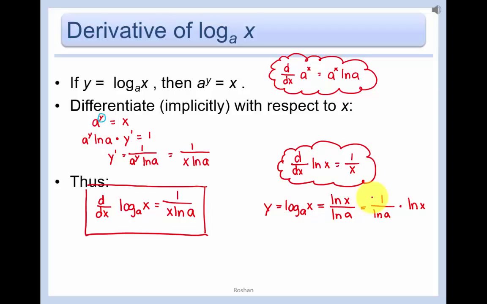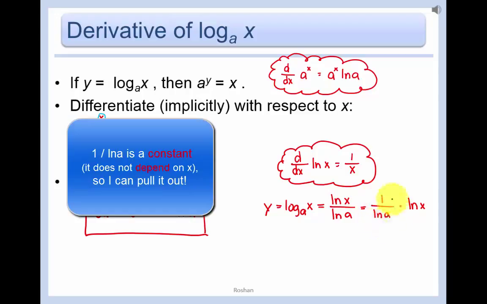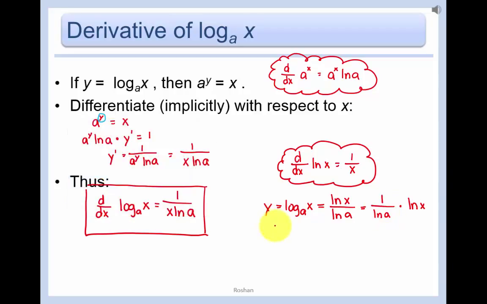The reason I'm doing that is because in the next step I'm going to want to take the derivative of both sides, and 1 over ln a is a constant, so I'll be able to pull that out and it will make my problem much nicer. So like I said, let's take the derivative of both sides. The derivative of y is y prime, and then the derivative of this, I can take the constant out, so 1 over ln a times the derivative of ln x, which is just 1 over x. So I get 1 over x ln a, which is the same thing that I had proven before.